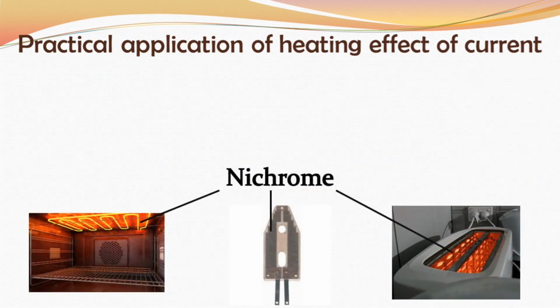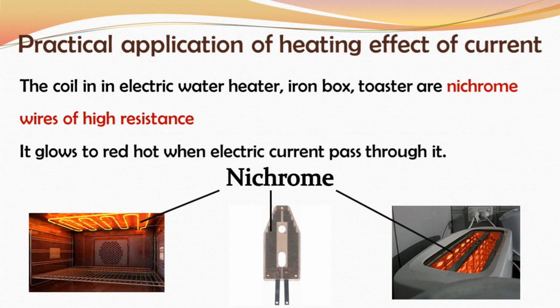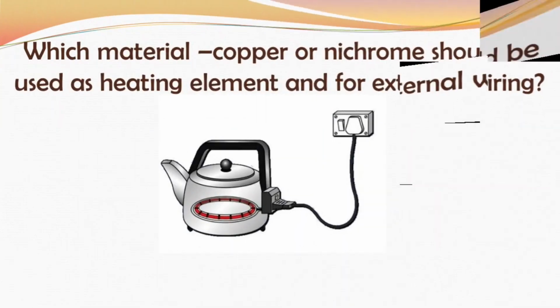The heating elements or coils present in iron box, water heater, toaster, etc. are made up of nichrome wires which have high resistance and glow red hot when electric current passes through them. Since it has high resistance, a high amount of heat is produced.